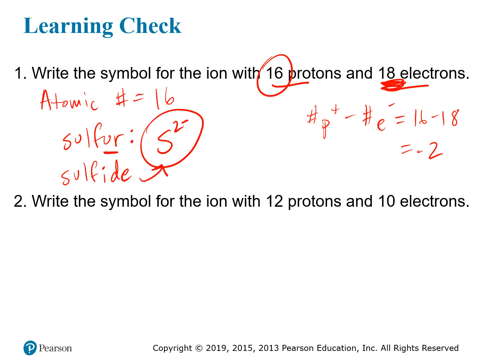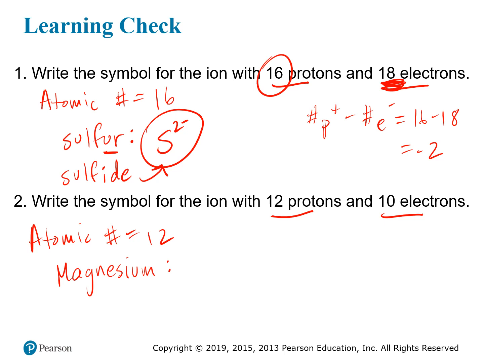The second one, we have to write the symbol for the ion with 12 protons and 10 electrons. So again, the atomic number in this case is the number of protons, which is 12. And so that is magnesium. Magnesium has the symbol Mg.